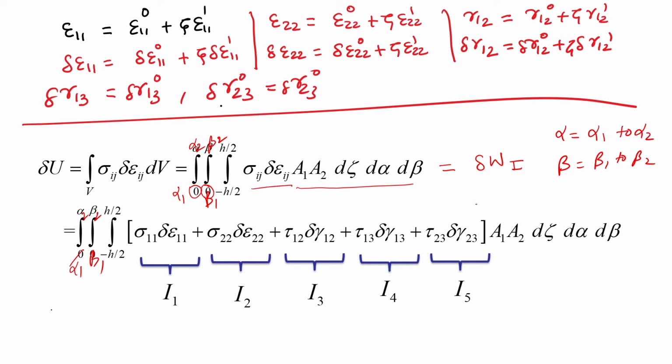So, if we open this explicitly, sigma 1 1 del epsilon 1 1 plus sigma 2 2 del epsilon 2 2 plus tau 1 2 del gamma 1 2 plus tau 1 3 del gamma 1 3 plus tau 2 3 del gamma 2 3. So, it will be a very huge integral, but we will divide into sub integrals like I1, I2, I3, I4 and I5, and I will extract the terms in that integration.